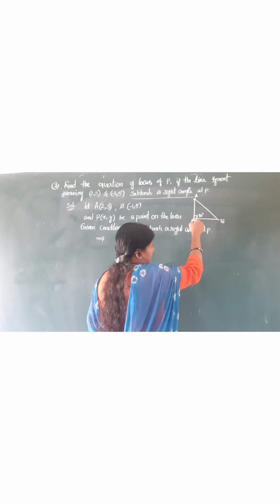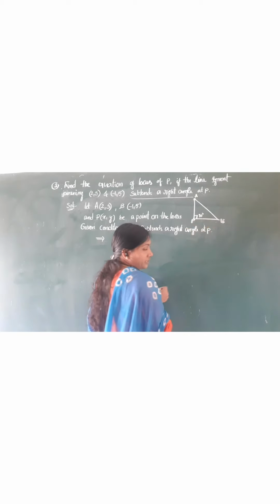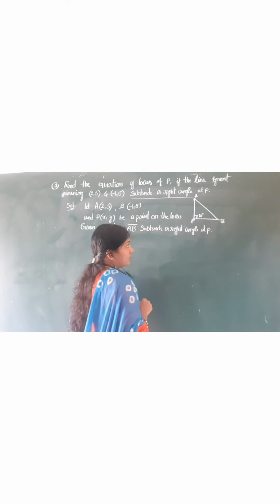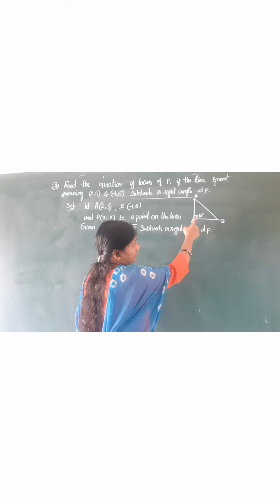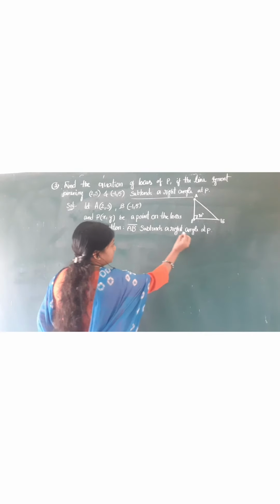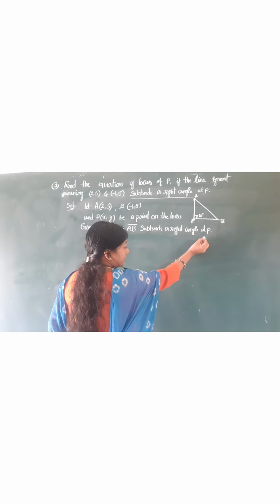That means line segment AP and line segment PB intersect each other at P with a 90 degrees angle, so it is forming a right angle triangle here. If you observe, triangle PAB is a right angle triangle with angle P equal to 90 degrees. So when AB subtends a right angle at P, that means triangle APB is a right angle triangle.